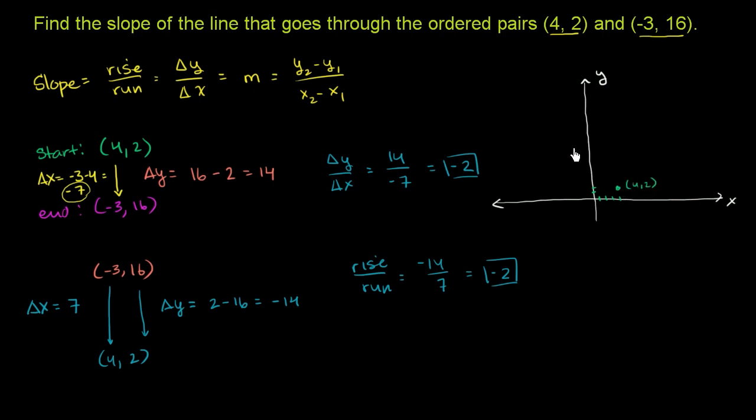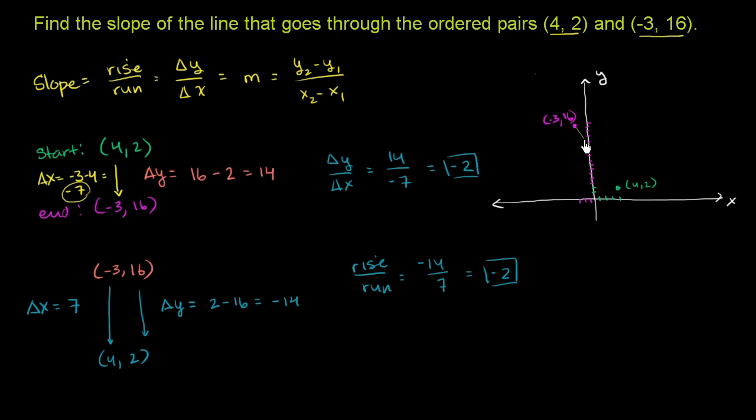Then we have the point negative 3, 16. So let me draw that over here. So we have negative 1, 2, 3. And we have to go up 16. This is 2, 3, 4, 5, 6, 7, 8, 9, 10, 11, 12, 13, 14, 15, 16. So it goes right over here. So this is negative 3 comma 16. So the line that goes between them is going to look something like this.